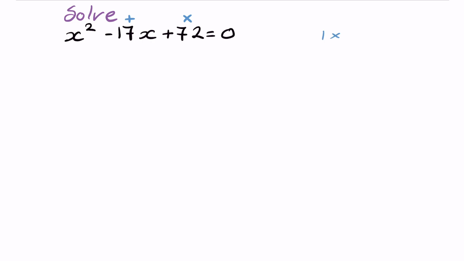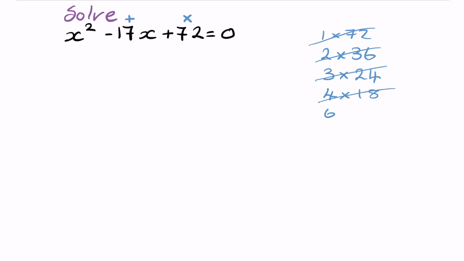Firstly, 1 times 72, no way do they add to make negative 17. Then we have 2 times 36, again, they're no good. 3 times 24, we're getting closer. We know they're both going to be a negative, and so that would be negative 27, so they're no good. Next, 4 times 18, again, no. The only combination they would make would be 14 or 22. It can't be that. 5s don't go into 72. 6 would be 12, again, no. 7s, no. 8s, there it is.